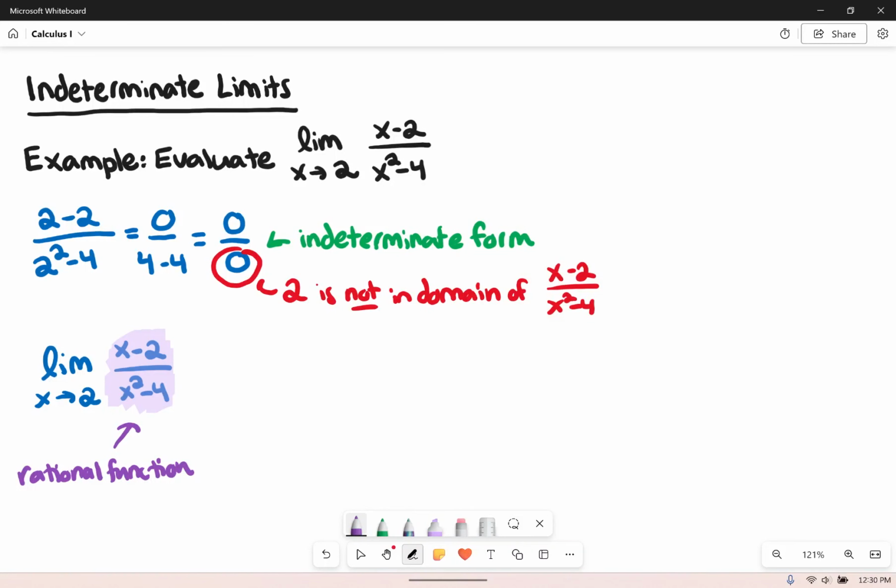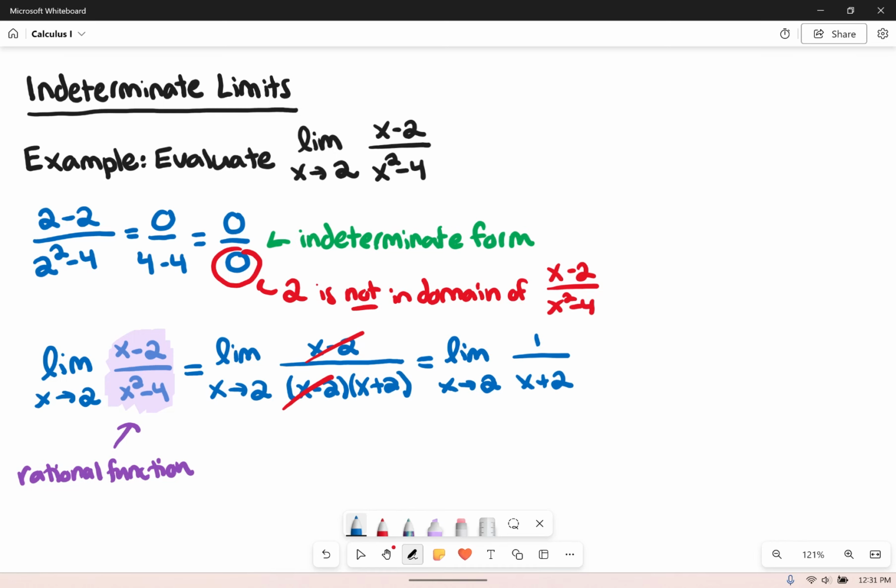see if anything cancels. The numerator x minus 2 is already as simple as it can be, but the denominator x squared minus 4 is a difference of squares, so we can factor that as (x minus 2) times (x plus 2). Since we have a common factor of x minus 2, we can cancel it. So the limit as x approaches 2 of (x minus 2) over (x squared minus 4) is equal to the limit as x approaches 2 of 1 over (x plus 2).